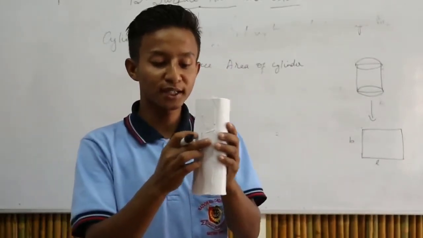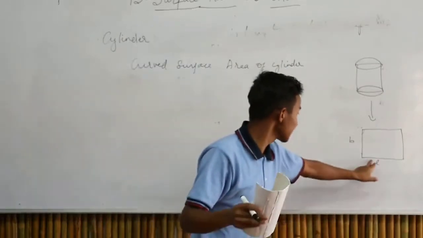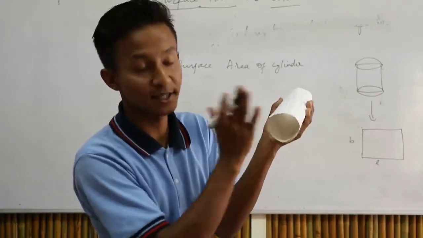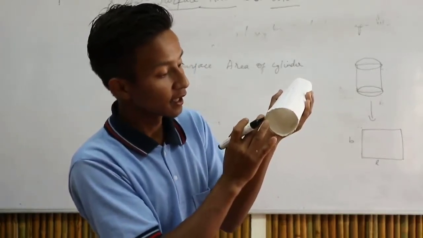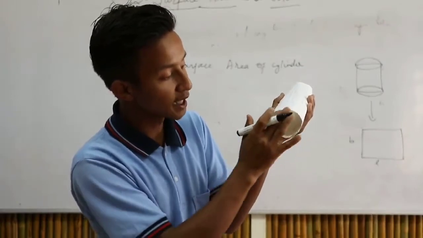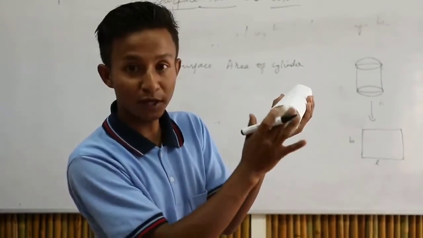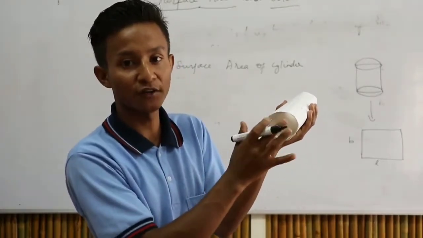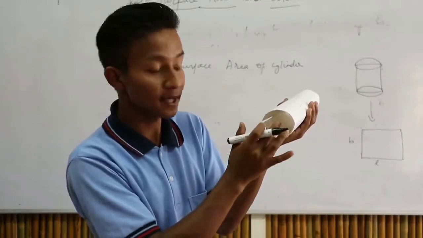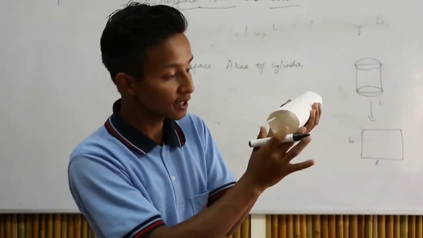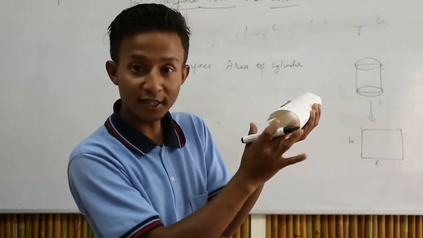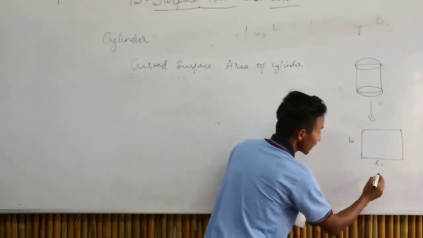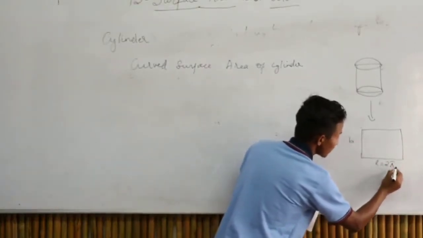Let me try to reform this thing again. Actually, this length is equal to this part. And what is this part? It is a part of a circle. That means this length is nothing but the circumference of a circle. This is a radius r. The circumference of this circle is twice pi r. That means L is equal to twice pi r.